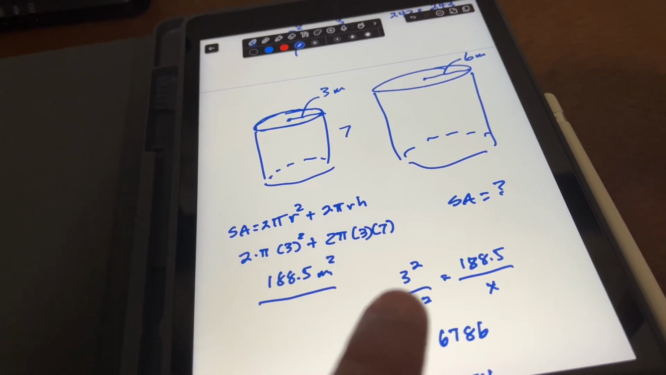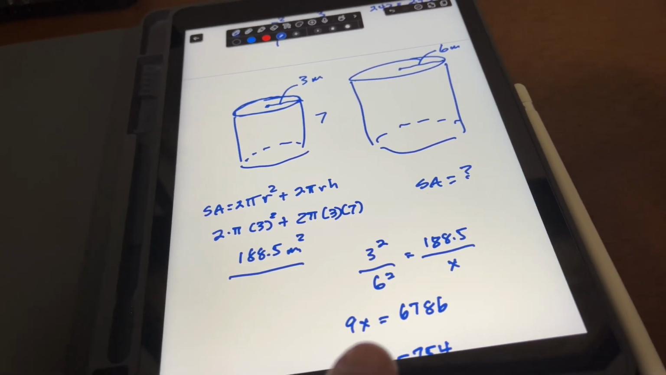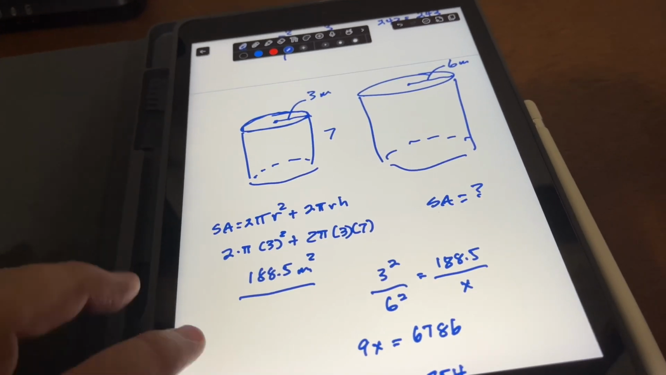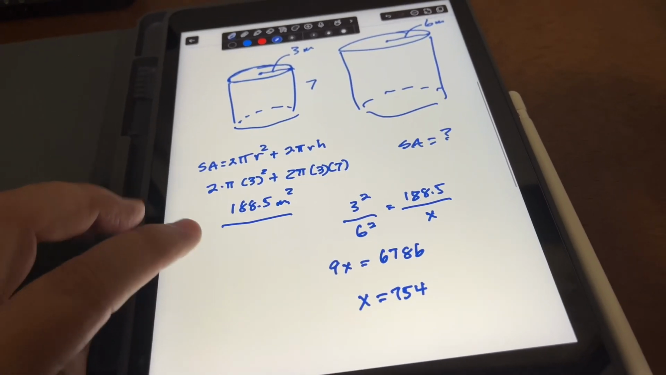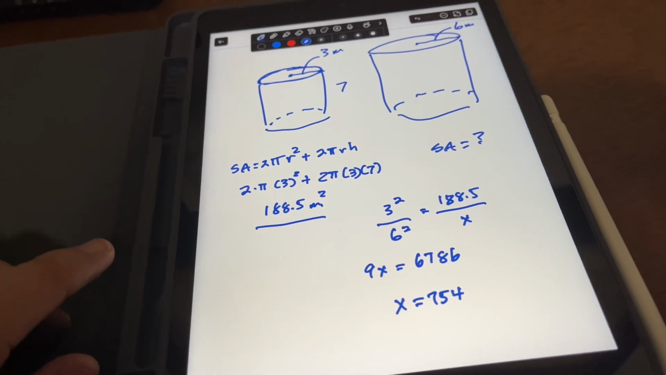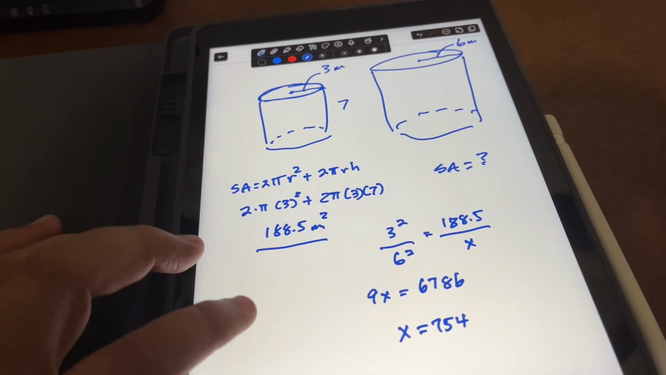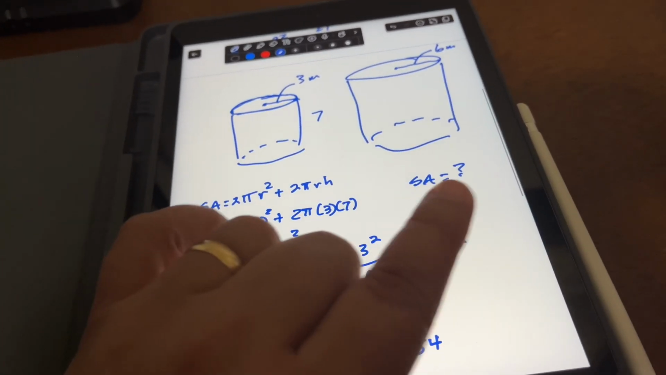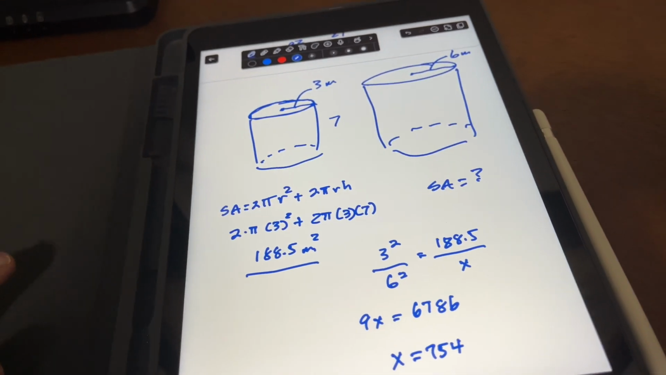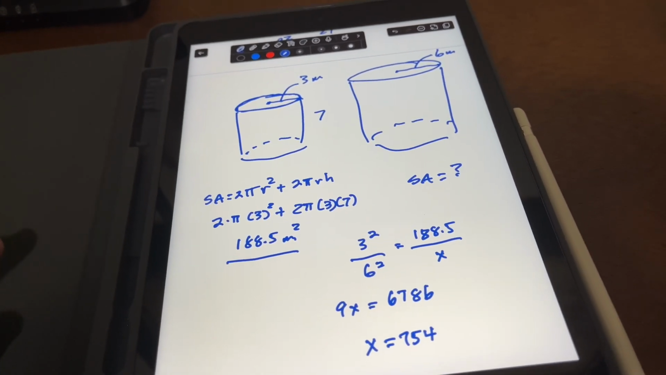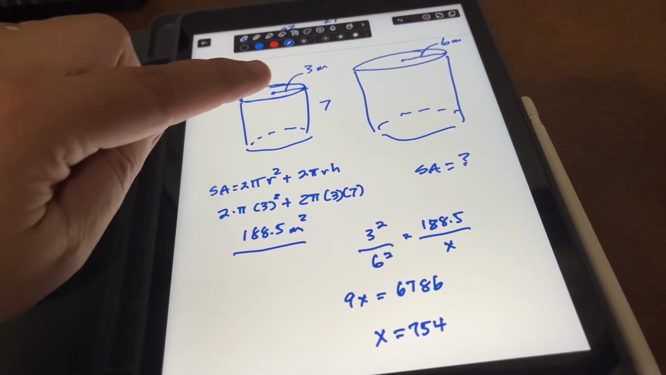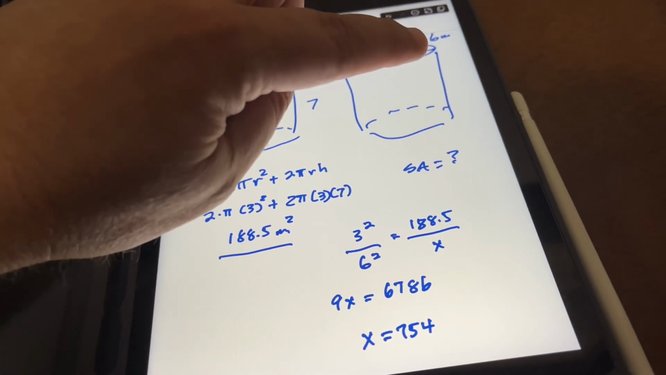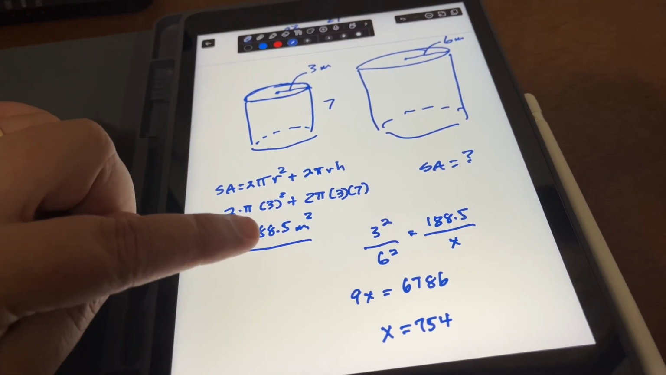Well, anyway, if you cross multiply, 3 squared times X is 9X, 6 squared times 188.5 is 6786. And if you divide, you get 754. So what I'm saying is this: the surface area of this one over here is 754 square meters, just simply based on the 3 and the 6 and this surface area over here.